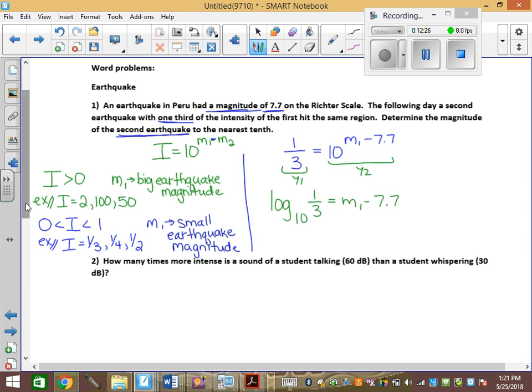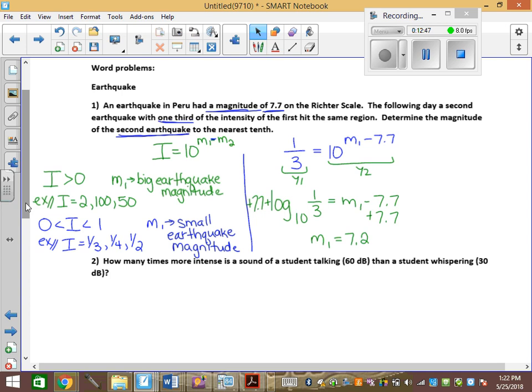And to get m1 by itself, I'm going to add 7.7. So I'm going to go 7.7 plus log base 10 of 1/3. And I get 7.2.